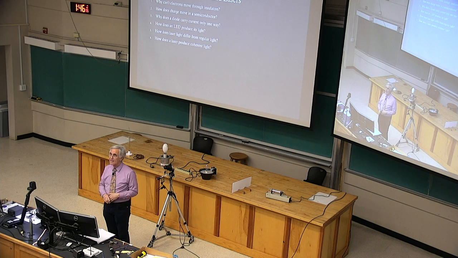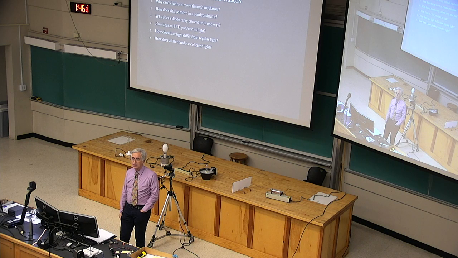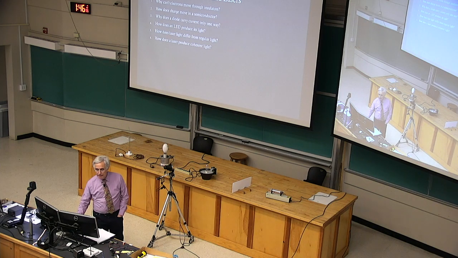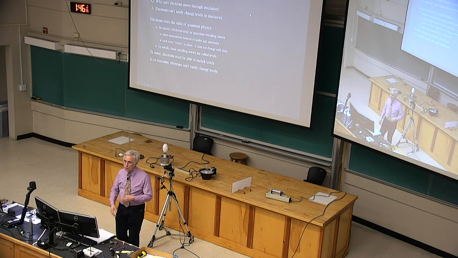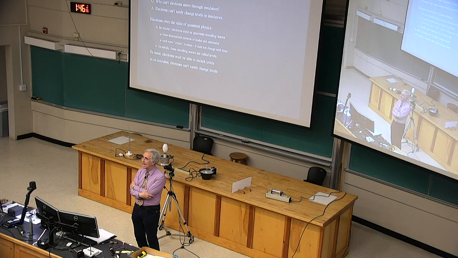So the LED has less in common with an old incandescent or Edison light bulb than it does with the computer processor in your cell phone or your laptop. So this is the beginning of the physics of how computers work. And here we go. So why can't electrons move through insulators? And the answer to that, which uses a word that I'm pulling out of nowhere, is that electrons can't easily change levels in insulators. What's a level?